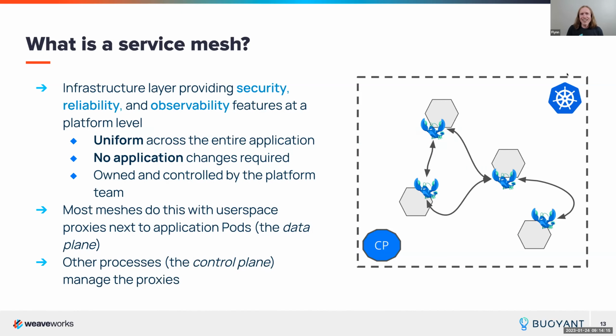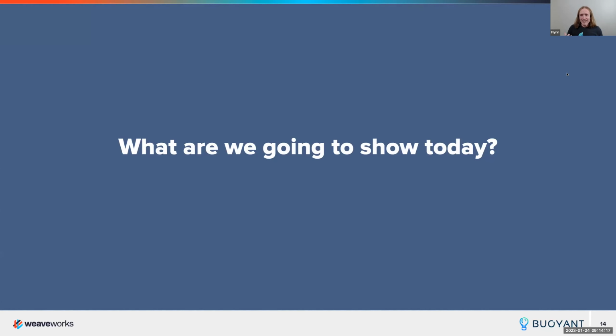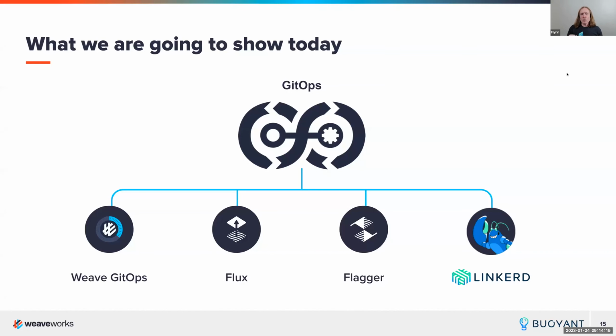What we're going to show today is a little bit more complex. We're going to be talking about GitOps as a whole, and we're going to do GitOps using Weave GitOps and Flux and Flagger and Linkerd. And so we're going to show how all of these things fit together.